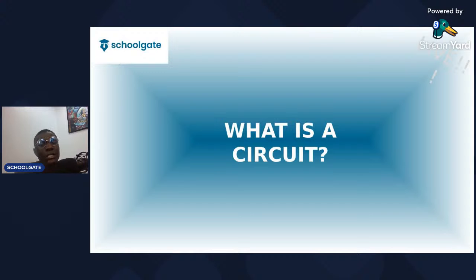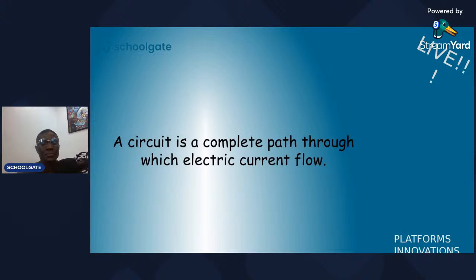So now, what is a circuit? Having known what conductors are and what insulators are, let's move over to what a circuit is. A circuit is a complete path through which electric current flows. Notice, not just a path, but a circuit must be a complete path. If the path is not complete, then it is not a circuit.